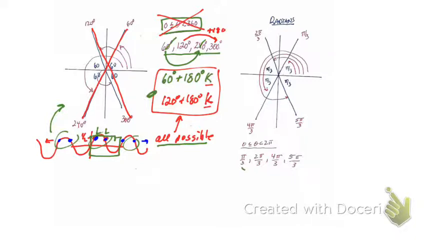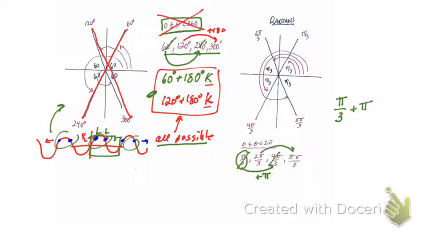And we saw in the previous example how we can go from pi over 3 to 4 pi over 3 by adding pi, or adding that 180. So we take care of those two answers by saying pi over 3 plus pi. Okay, I start at pi over 3, I add pi, that takes care of those two answers.